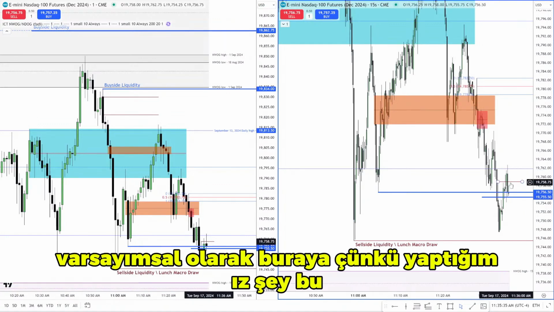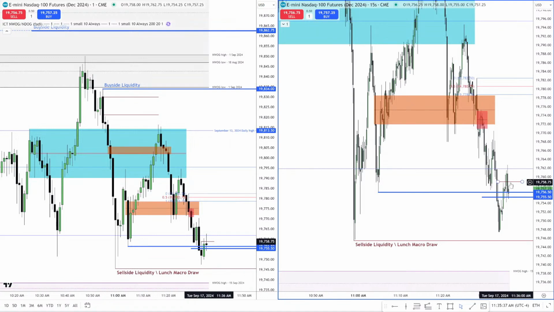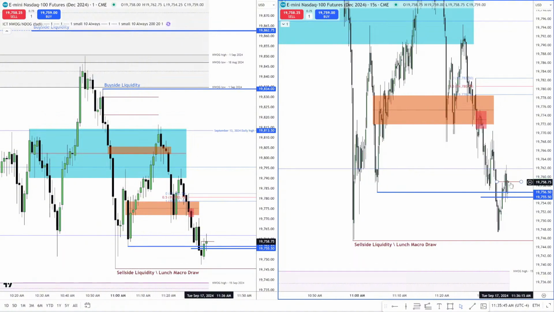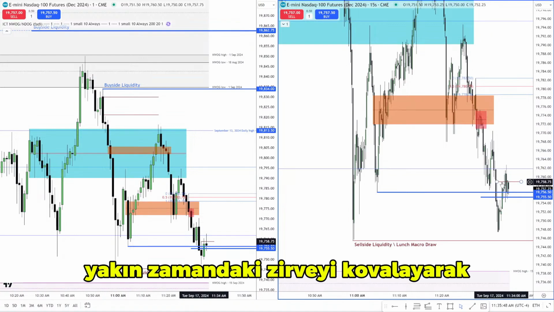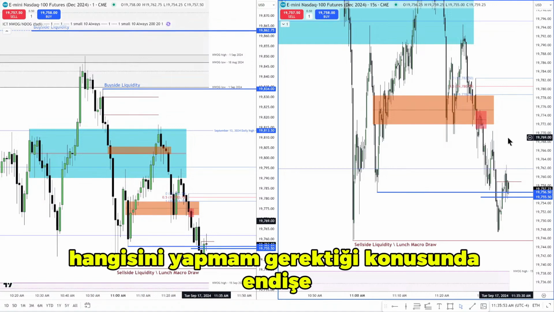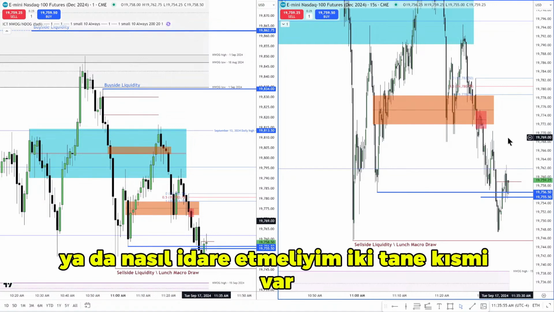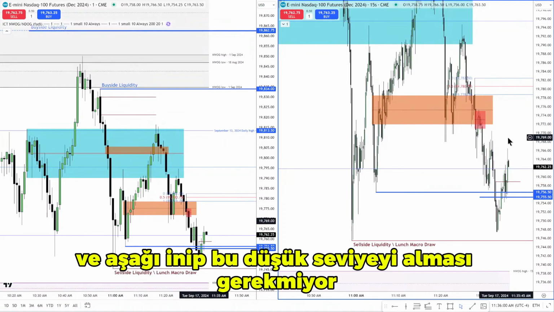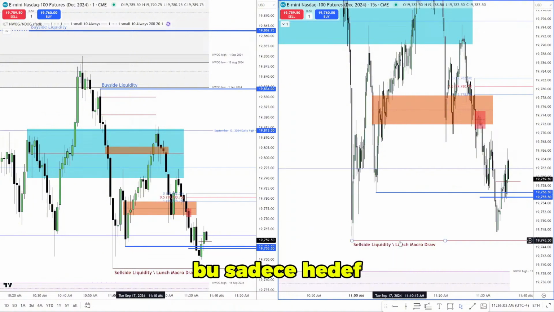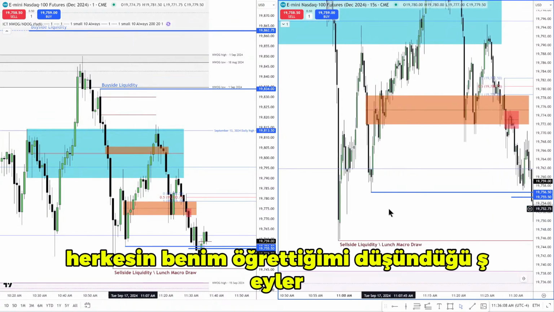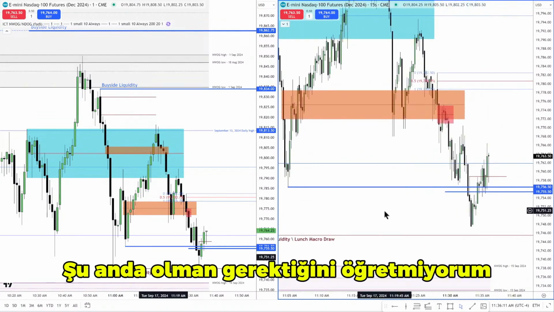Because what we're doing is what I taught you in this mentorship: if you don't know how to time or select the partials to get out of the trade with pieces of it and profit, by chasing down a recent high, just let the market take you out. It removes all the worry about which one should I do or how should I manage it. You got two partials, you let the market take you out. And it doesn't have to go down and take this low out. It's just the target. So it removes all of the 'I have to be right' stuff that everybody thinks that I teach. I don't teach that you have to be right.